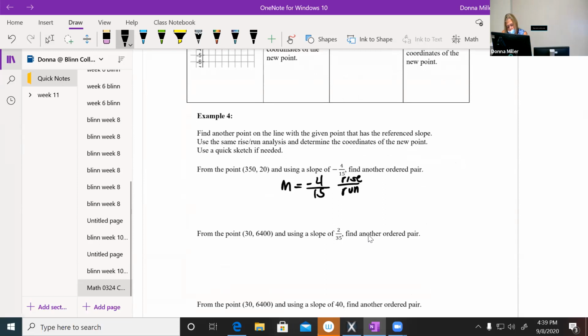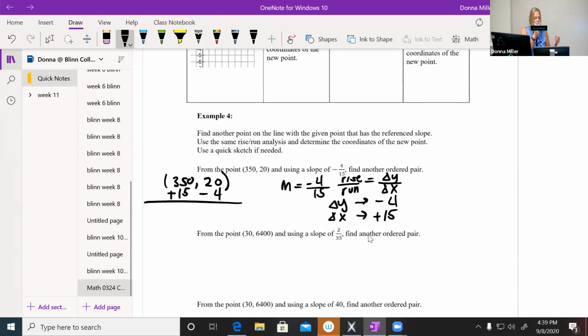So what that means is rise is a change in y. Run is a change in x. So the change in y is going to be down 4, and the change in x is going to be over 15, right? So watch what I can do. Here's my point. I'm going to add the rise, that's the change in y, so I'm going to subtract 4 from y. And the run is over 15, so I'm going to add 15 to x. And when I do that, I arrive at the next point, and now I don't have to graph it, right?